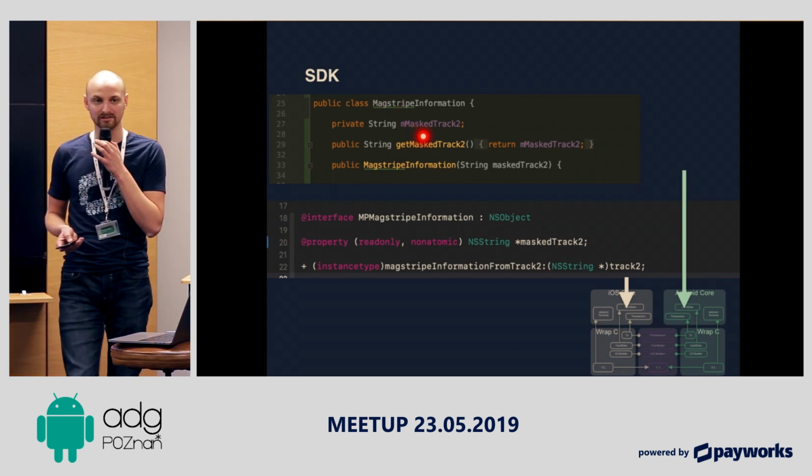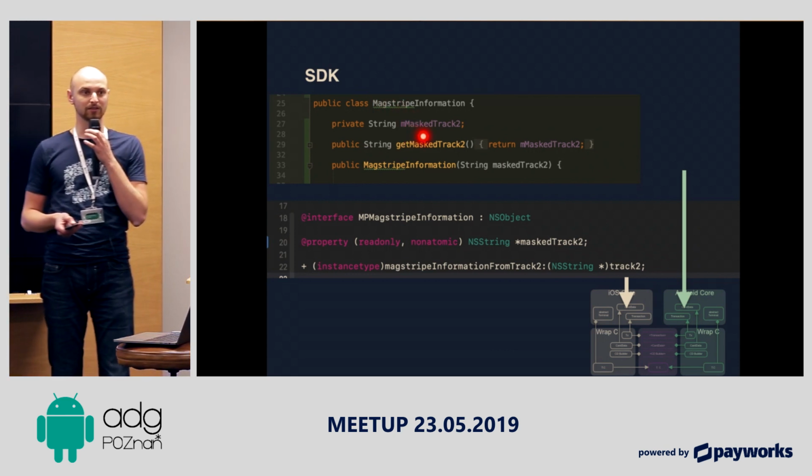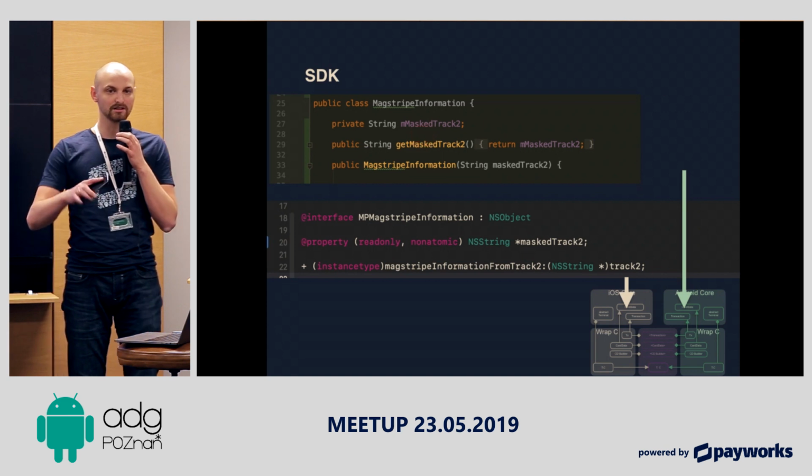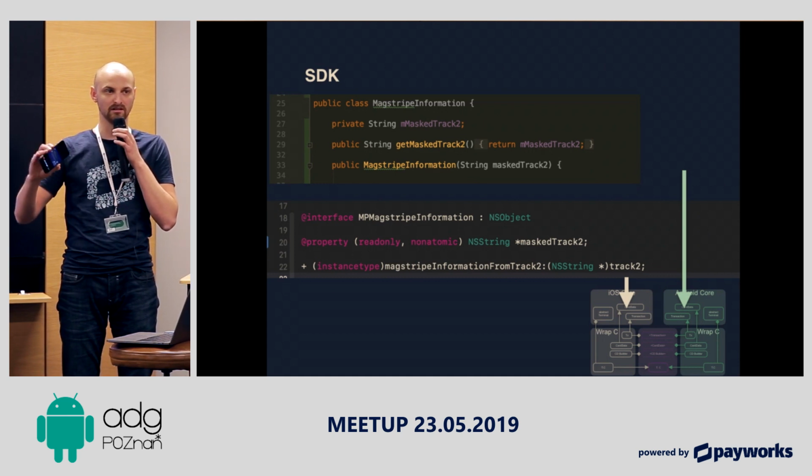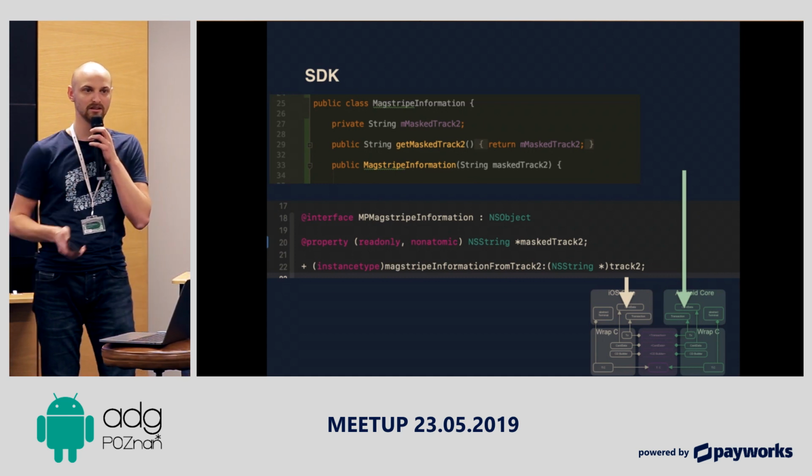And they all have just a string, which is mask track 2. Track 2, if you wonder what it is, if you get your credit card, you have a black magnetic stripe. So that's basically that binary data which is there. It's like this long, not the amount, the data.